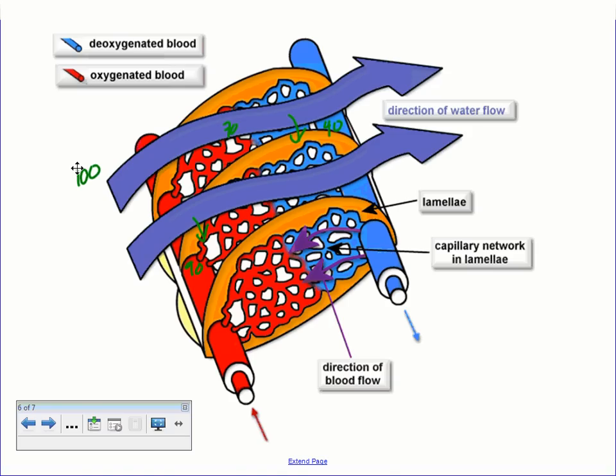If you flip it and you end up having the vein first, you're going to get a lot of diffusion right off the get-go, but then you won't get any diffusion when you get over to the artery. Hopefully that makes sense, because I can't see your faces right now.